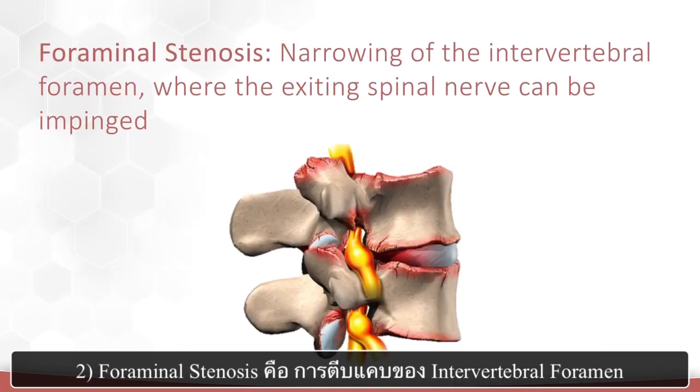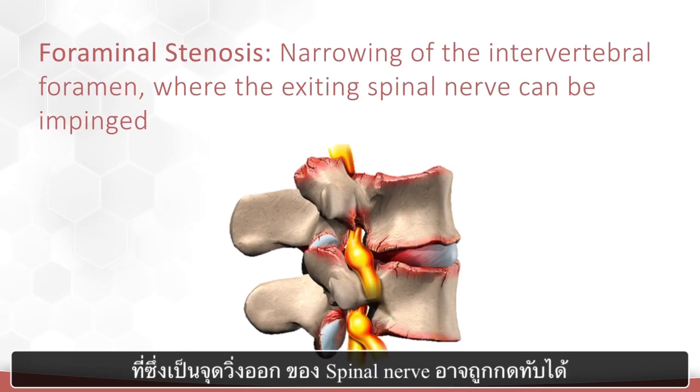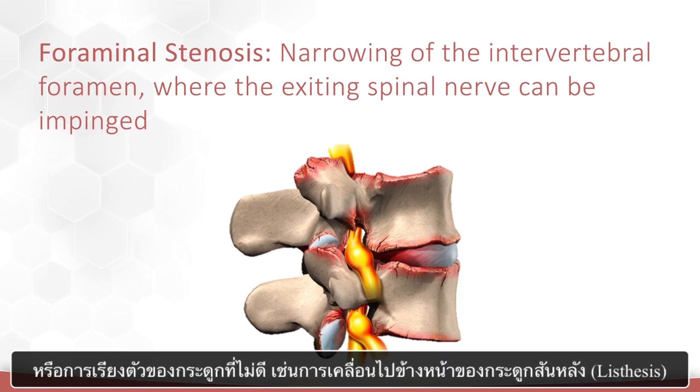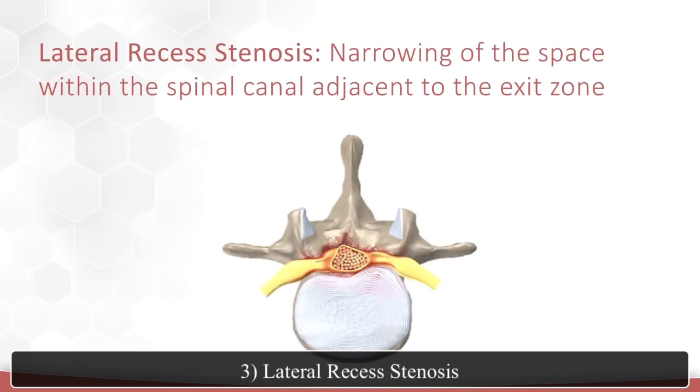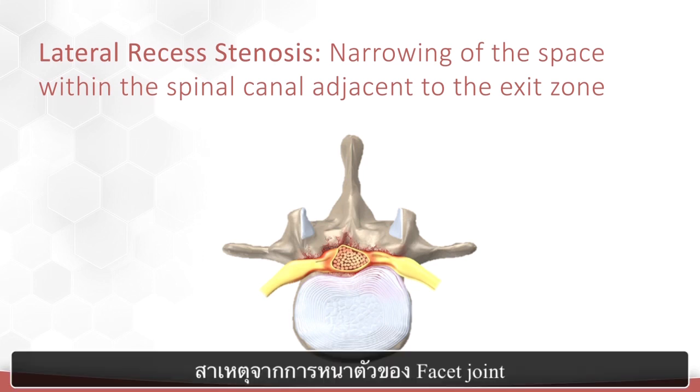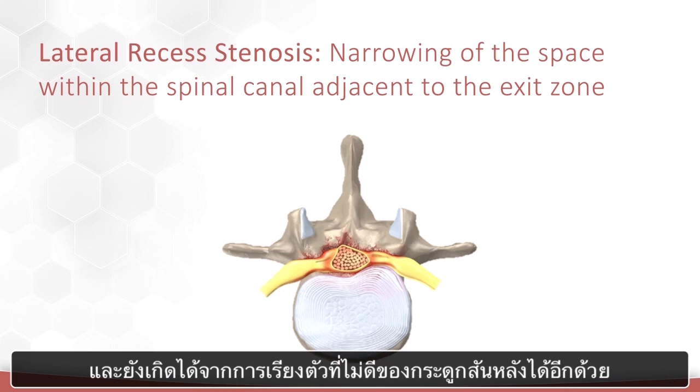Foraminal stenosis is the narrowing of the intervertebral foramen, where the exiting spinal nerve can be impinged due to far lateral disc herniations, facet hypertrophy, which means enlargement, or, more commonly, loss of disc height and/or spinal alignment, such as spondylolisthesis. Lateral recess stenosis is the narrowing of the space within the spinal canal adjacent to the exit zone of the nerve roots, often due to the hypertrophy of the facet joints, but can be caused by off-midline disc herniations or malalignments.